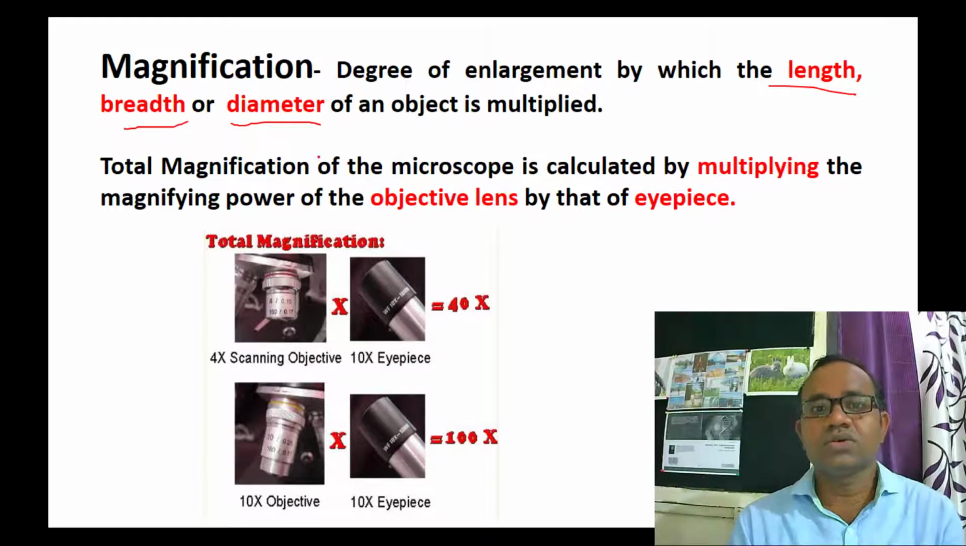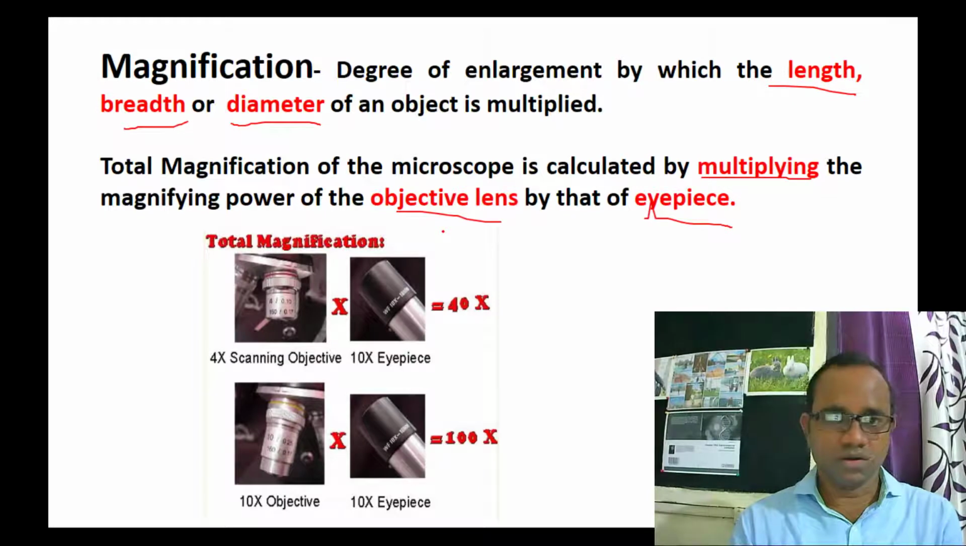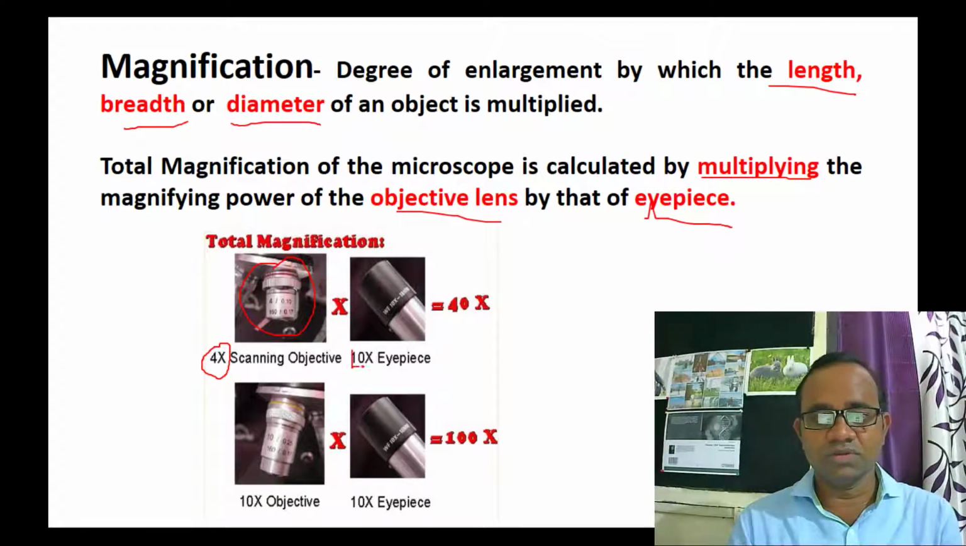Okay. So the magnification of a microscope is calculated by multiplying the magnifying power of the objective lens and the eyepiece, right? So how can we calculate this? This is the objective lens, and this objective lens has the scanning objective of 4x. And we have the eyepiece at the top of the body tube, which has a capacity of 10x.